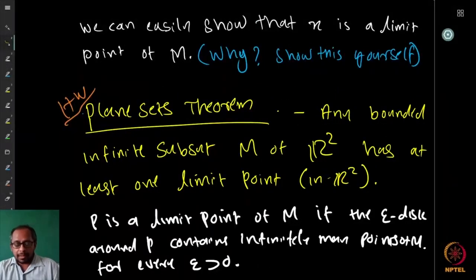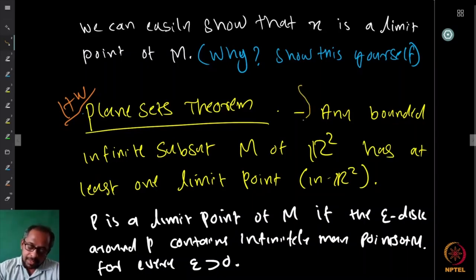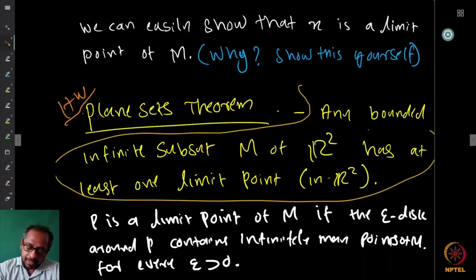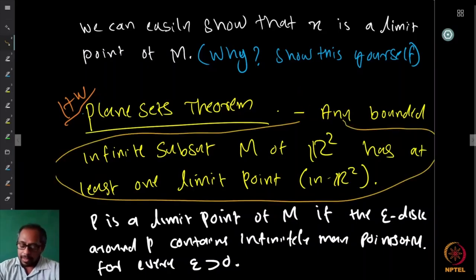Now as a homework, I want you to do the following theorem. This is a generalization of the Bolzano-Weierstrass theorem, which is on the real line. Now let us take the real plane, right? You have x-axis and y-axis. So any bounded infinite subset M of R2 has at least one limit point in R2.